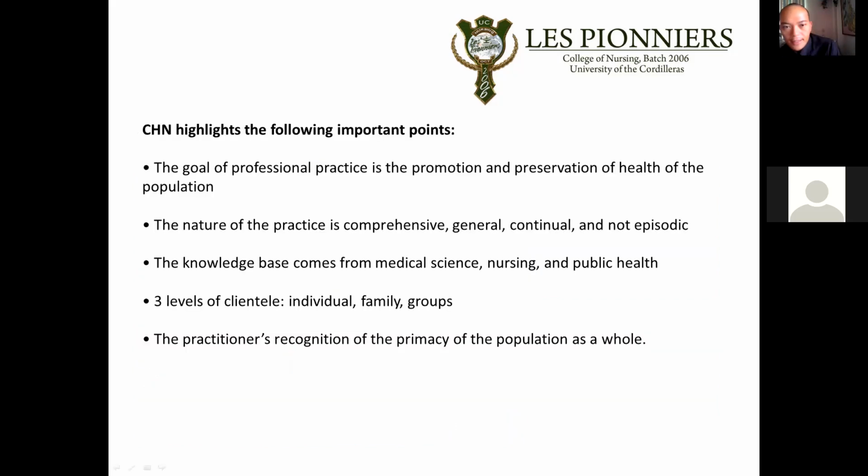Community health nursing highlights the following important points. The goal of professional practice is the promotion and preservation of health of the population. So you are there to promote and preserve the health of the people. The nature of practice is comprehensive, general, continual, not episodic. Okay, so that is why it is continuous.